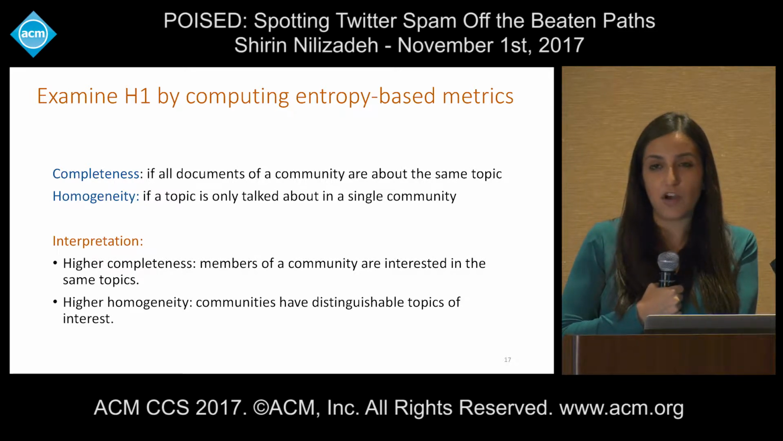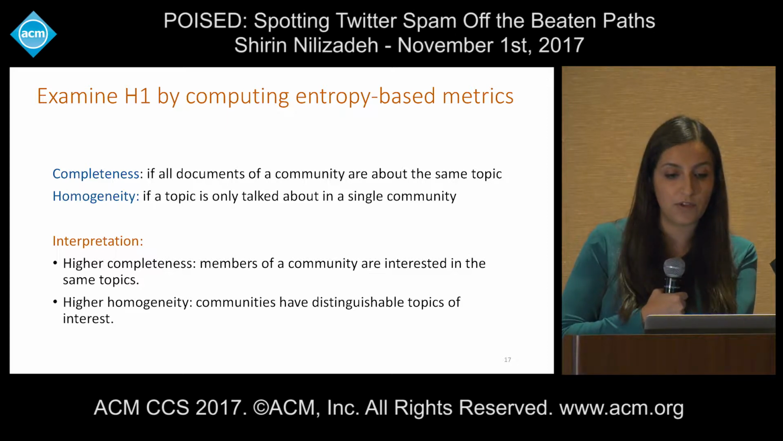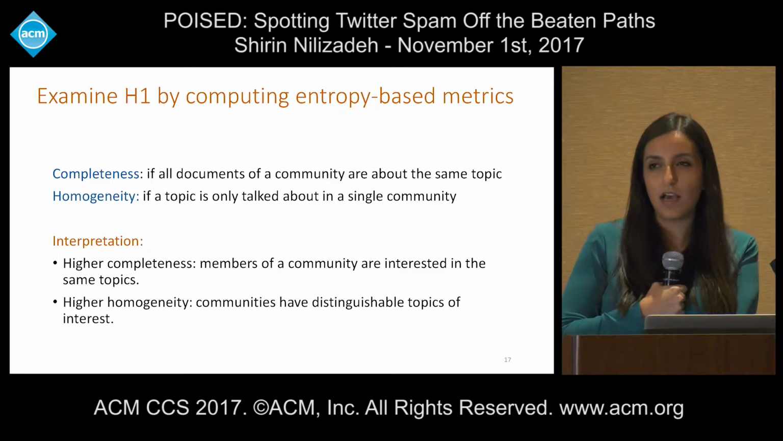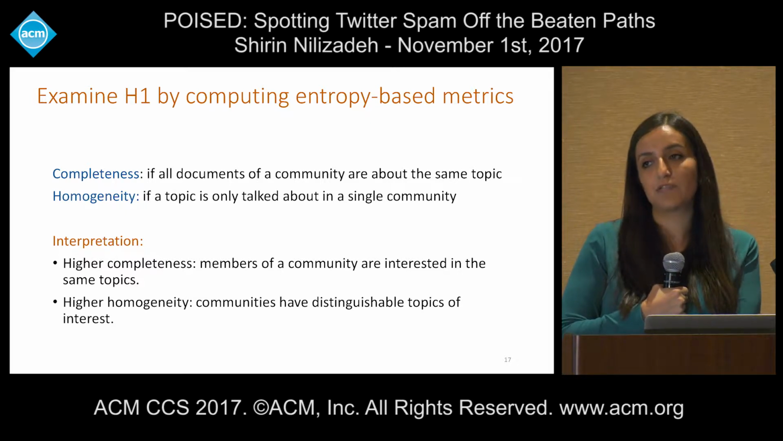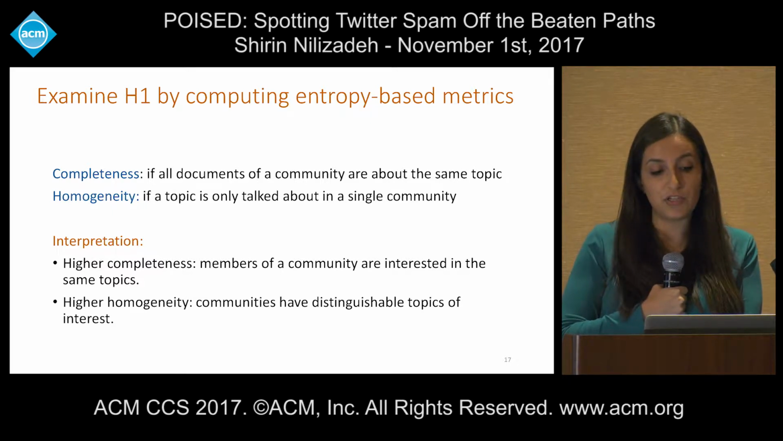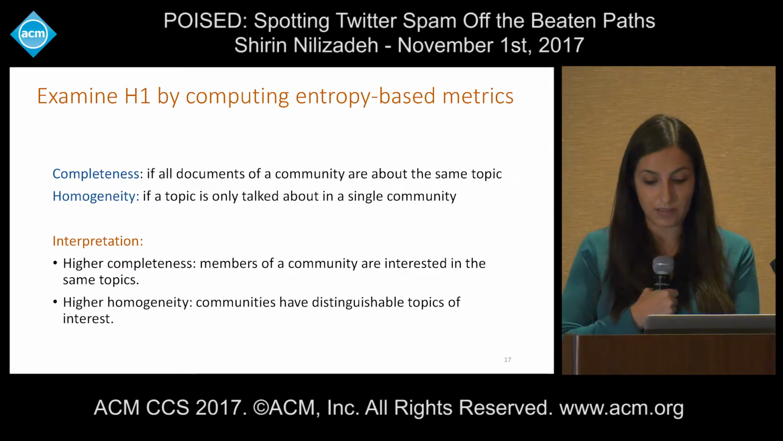And then we examine our hypothesis 1 by using entropy-based metrics, including completeness and homogeneity. Completeness measures if all documents of a community are about the same topic, and homogeneity measures if a topic is only talked about in a single community. Higher completeness means that members of a community are interested in the same topics. For example, they're all talking about soccer only. And higher homogeneity means that communities have distinguishable topics of interest. So each community is talking about different topics.